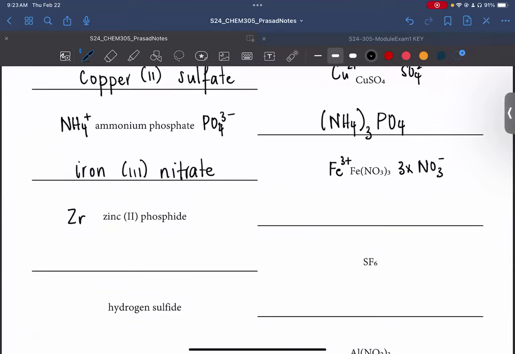Next up, we have zinc. We're told it's 2 plus based on the Roman numerals. And then we know phosphide to be P3 minus. It is not phosphate. Phosphide is just simply the phosphorus on the periodic table. Crisscross method leads us to Zn3P2.